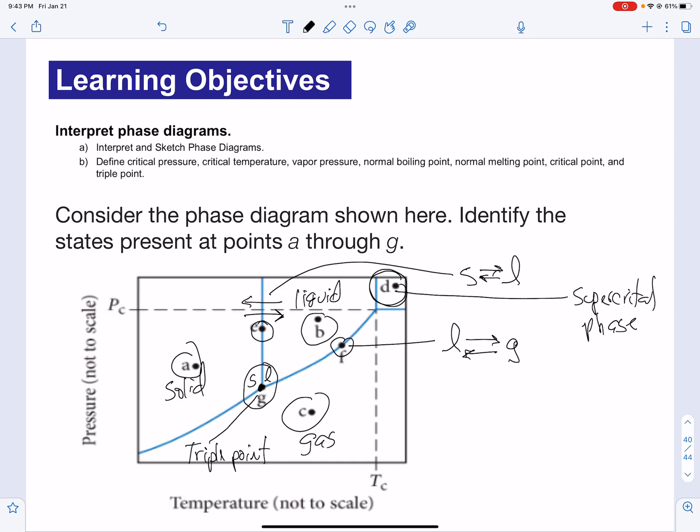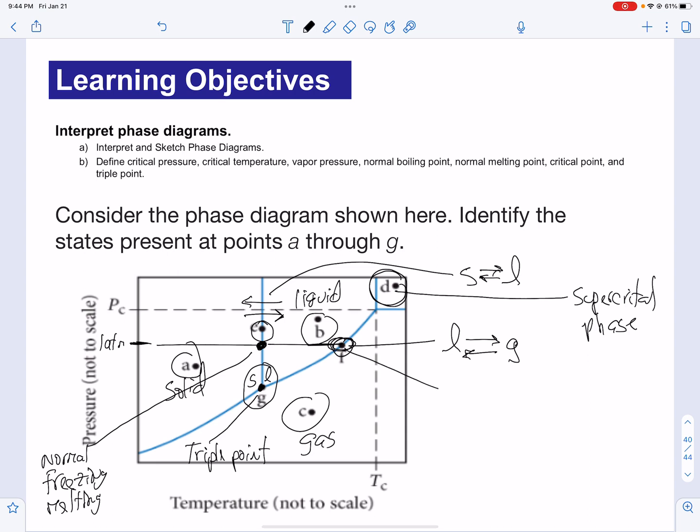So let's assume that this was 1 atmosphere. If this was 1 atmosphere, then this point here will be what we call the normal freezing point or the normal melting point, because it happens at 1 atmosphere. And this one over here will be the normal boiling point. Remember, normal means 1 atmosphere.